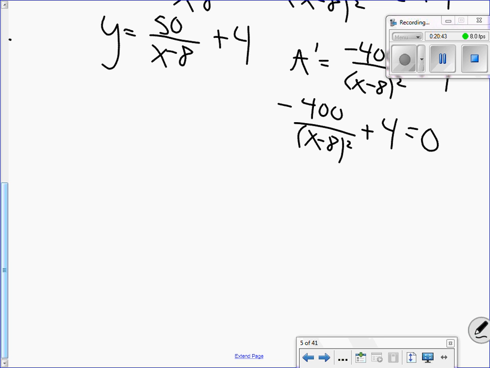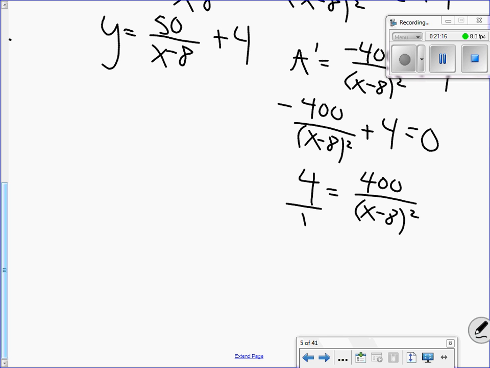One thing you're going to see with a lot of these problems, and I might as well just tell you: you're going to have a negative term plus a positive term equals 0. A nice thing to do is bring the negative term to the other side, so everybody's positive, and cross multiply. Yeah, we're adding the 400 over (x minus 8) squared. It's just one way to do it. So we have 4 equals 400 over (x minus 8) squared. You see how nice that is?